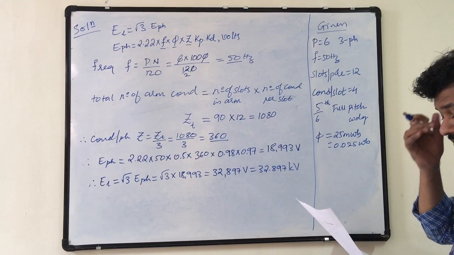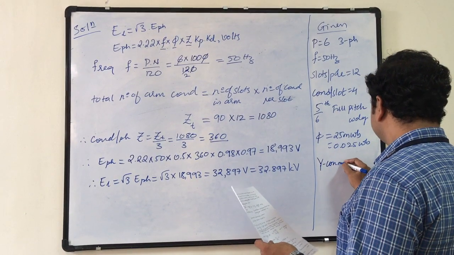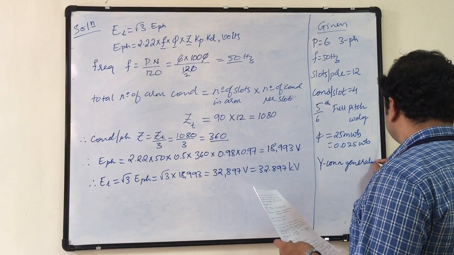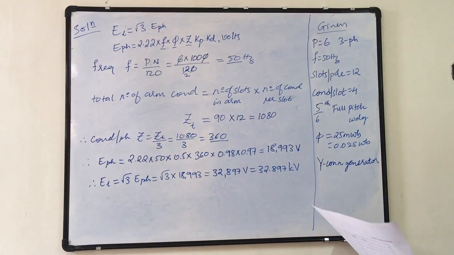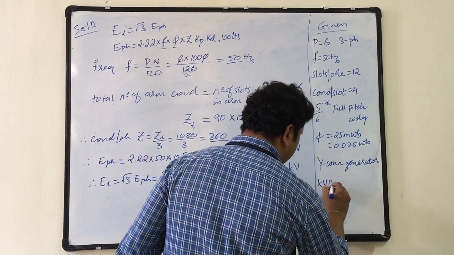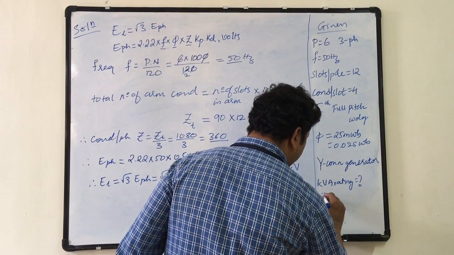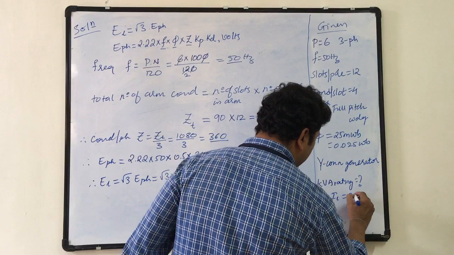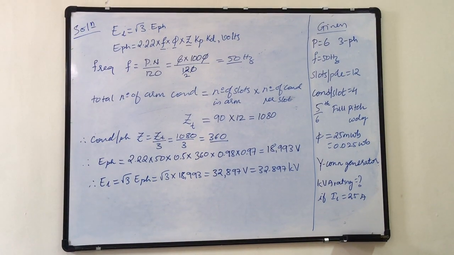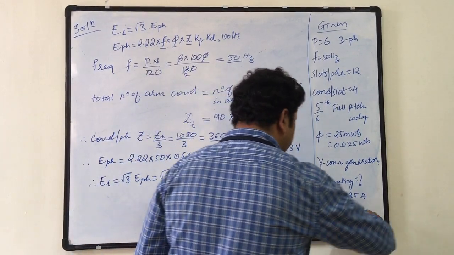Find the generated voltage if the generator is star connected. Star connected generator, and find the kVA rating if line current is 25 amperes. Okay. So these are the given data, we will solve the example.